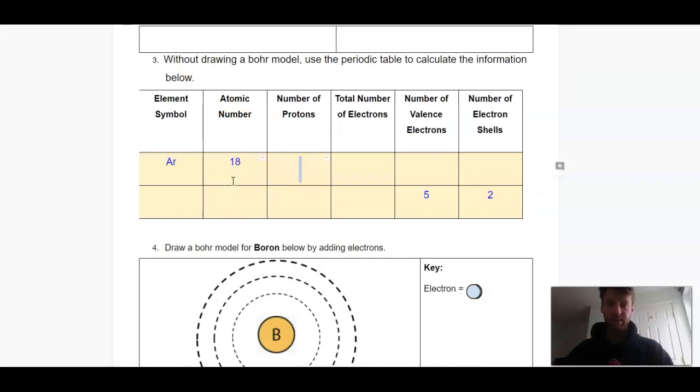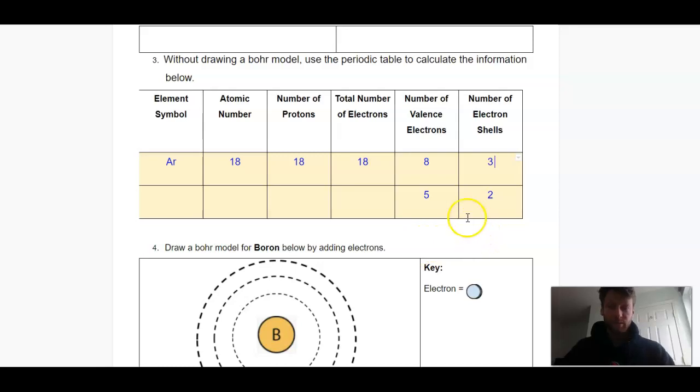Atomic number 18, which means it has 18 protons. Should also have 18 total electrons, like we remember from last one. Number of valence electrons. It's in group 8A, so it should have 8 valence electrons. And electron shells. It's in the third period, so it has 3 electron shells.